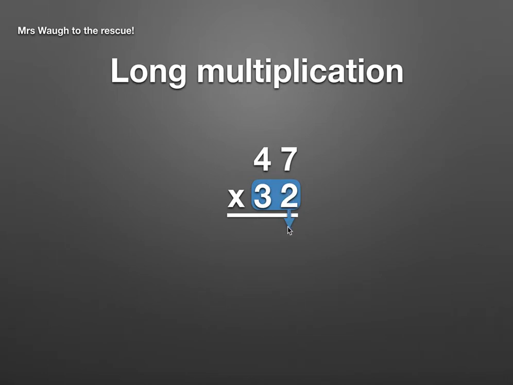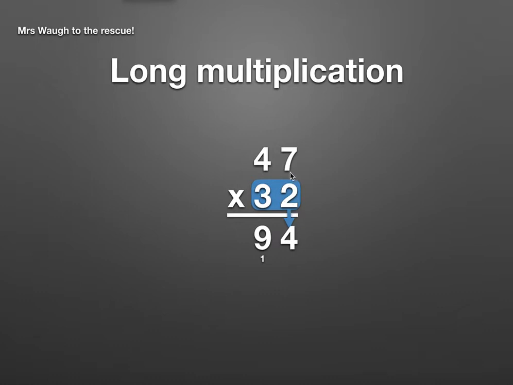Okay, and the answer is going to start by going directly beneath the unit. So 2 7s are 14, just as before. Then you're going to say 2 4s are 8, and don't forget your carry. So you get 2 times 47 makes 94.